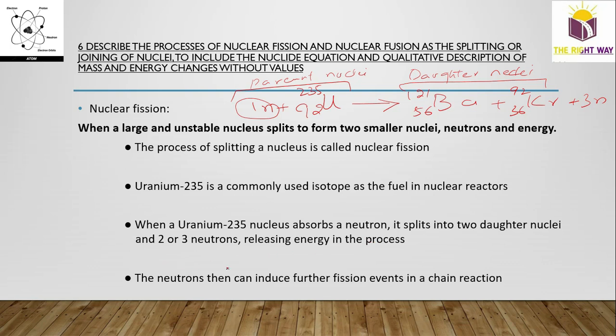The neutrons can induce further fission events in a chain reaction. It is a chain reaction. One uranium breaks down, then three uranium break down, then nine, because the neutrons formed here react with other uranium atoms, which then decay.